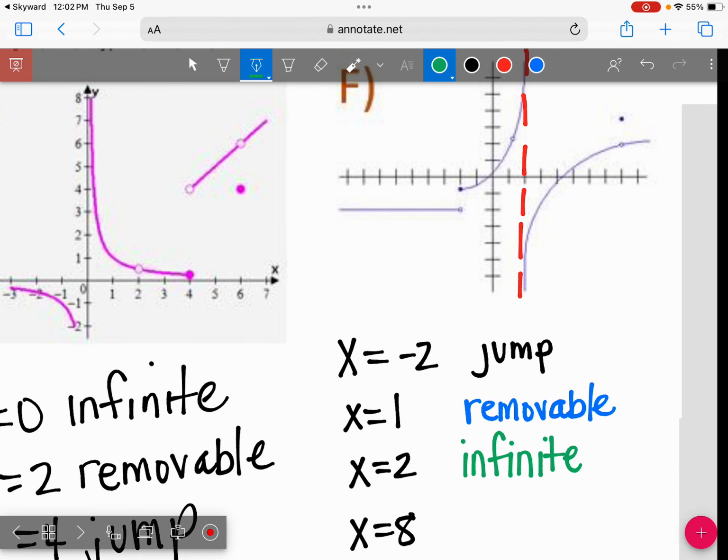And then our last one at 8, what do we have here? What is that one? Who says removable? Yep, I would agree. Okay, so now let's do your practice test questions, because this is what you're going to have to do. You're going to have to draw a function.